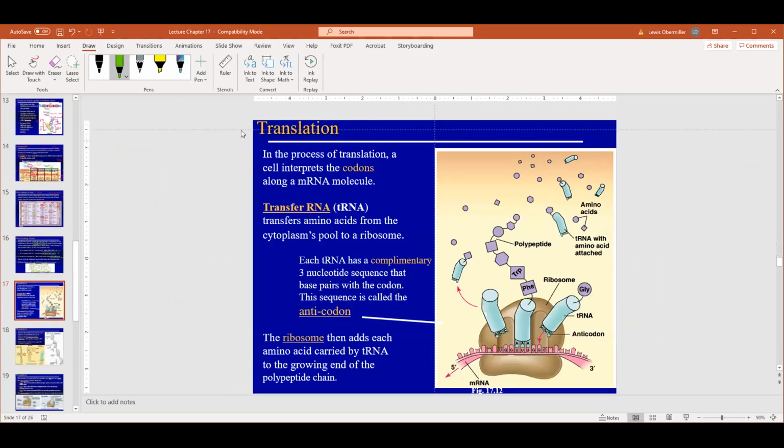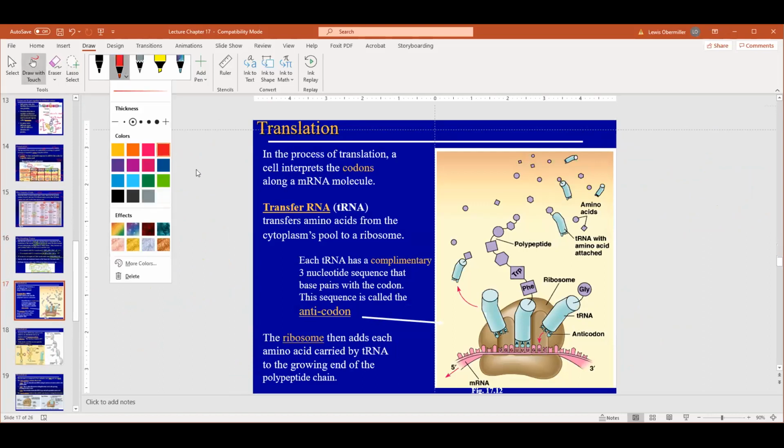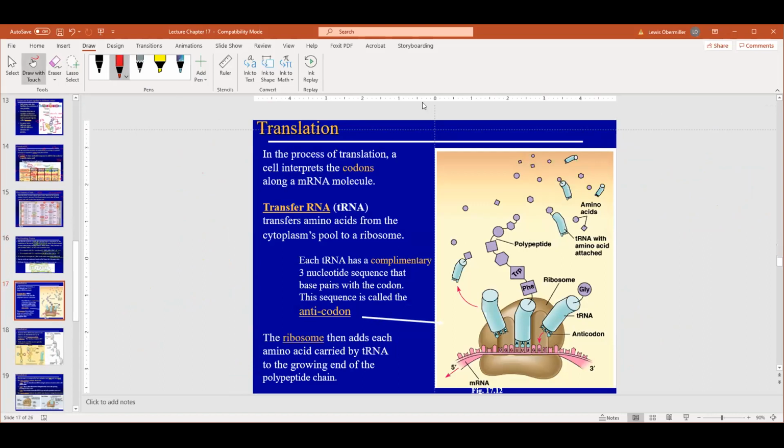So the way translation works is, I'm going to switch back to red. This brown thing here is a ribosome, and ribosomes have 2 subunits. If you forgot that, you can go back to chapter 6 and take a look at it. So it has a large subunit, which is shown here as the big one, and then it has a small subunit, which is shown here as the small one.